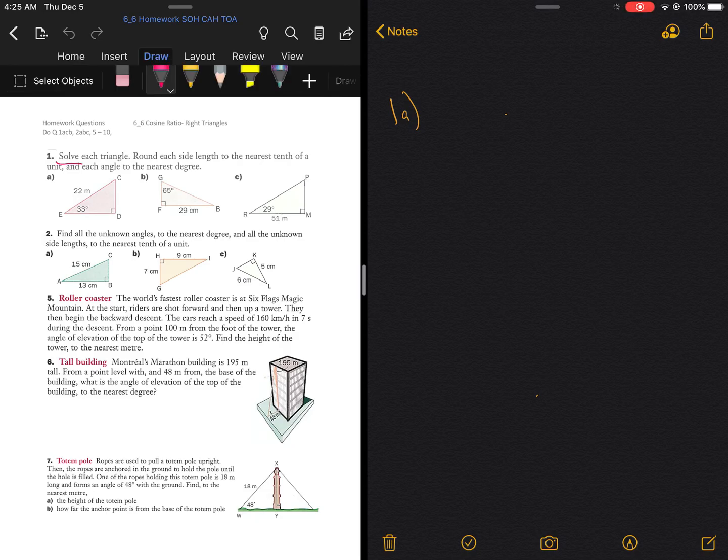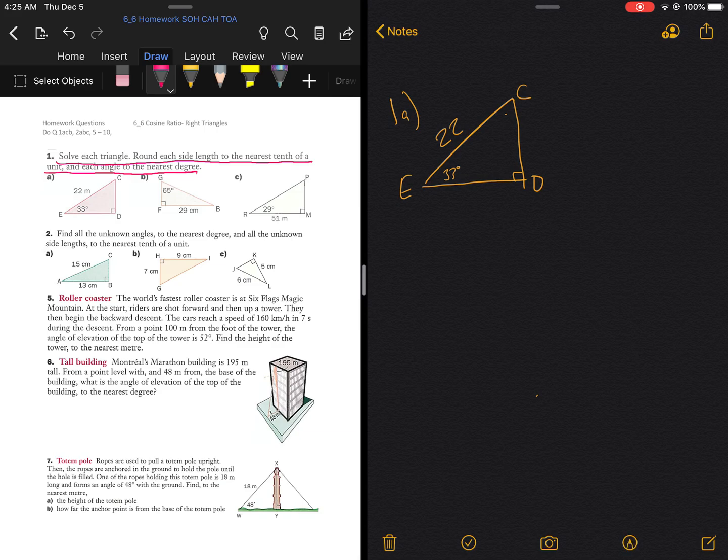Question 1. Solve each triangle. Round each side length to the nearest tenth of a unit, and each angle to the nearest degree. Okay, so I have to find all the angles and all the sides. So I have triangle CDE. The hypotenuse is 22. The angle is 33 degrees.